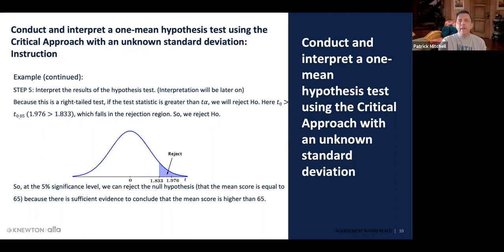Because this is a right-tail test, if the test statistic is greater than T sub alpha, we will reject the null hypothesis. So remember that this region here is called the critical region or the rejection region. If your calculated test statistic comes out anywhere in this region, that means reject the null hypothesis. So that's exactly what's happened here. Our calculated test statistic came out to 1.976. Our critical value is 1.833. So at the 5% significance level, we're going to reject the null hypothesis, which was that the mean was equal to 65. And the interpretation would be something like there is sufficient evidence to conclude that the mean score is higher than 65. So the instructor was right.